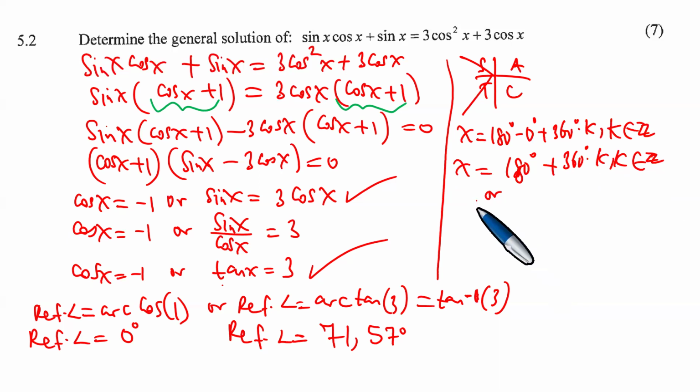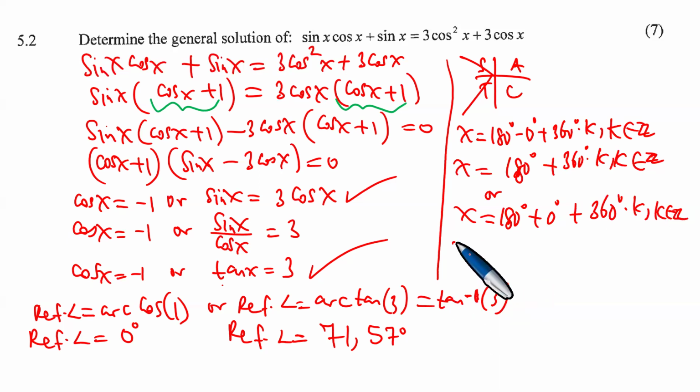Or we can also find another angle in the third quadrant, but it's the same because the reference angle is 0. So you'd have 180 degrees plus 0 degrees, plus 360 times k because the period is 360 for the cosine. Therefore 180 degrees plus 0 degrees gives us 180 degrees plus 360 degrees times k, k in Z.